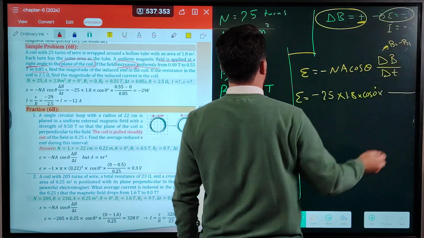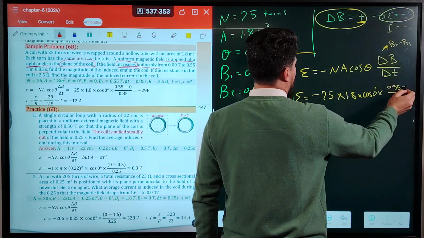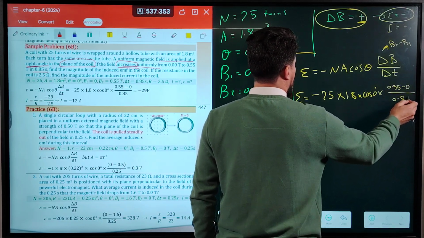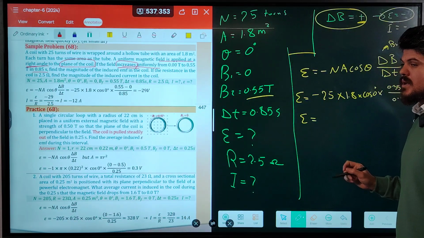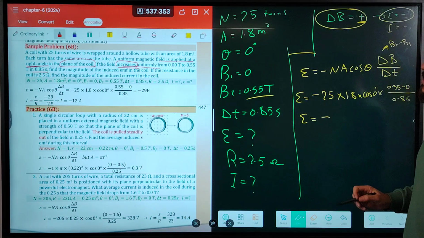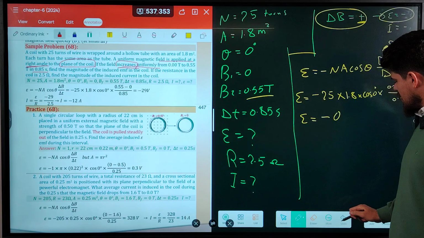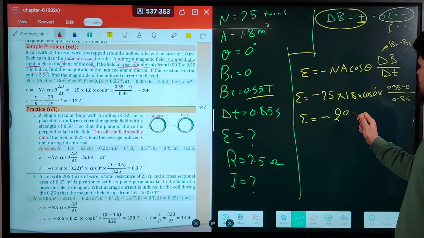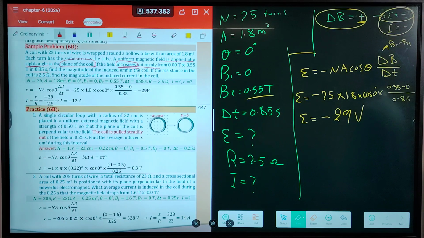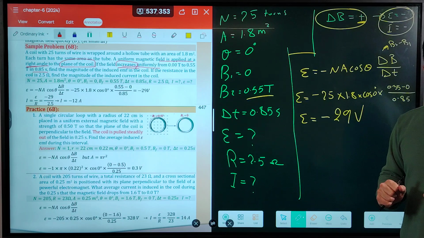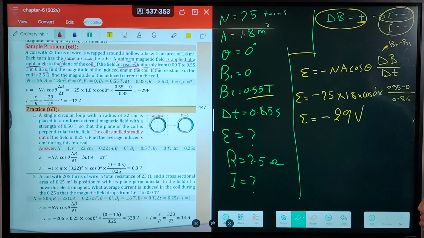Delta B is equal to B2 minus B1. Do we have B2? Yes, 0.55 minus 0, divided by 0.85. EMF is equal to what? Positive times negative is equal to negative. And by calculator, you can find the value of the electromotive force, which is equal to negative 29 volts. As I mentioned, here the electromotive force must be negative. Why? Because the magnetic field increased.